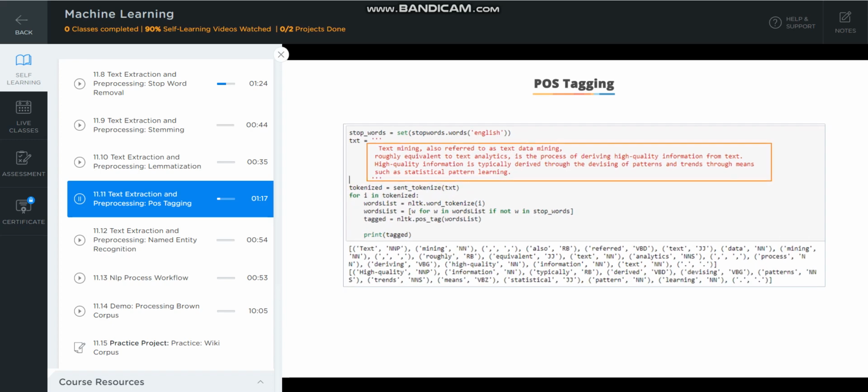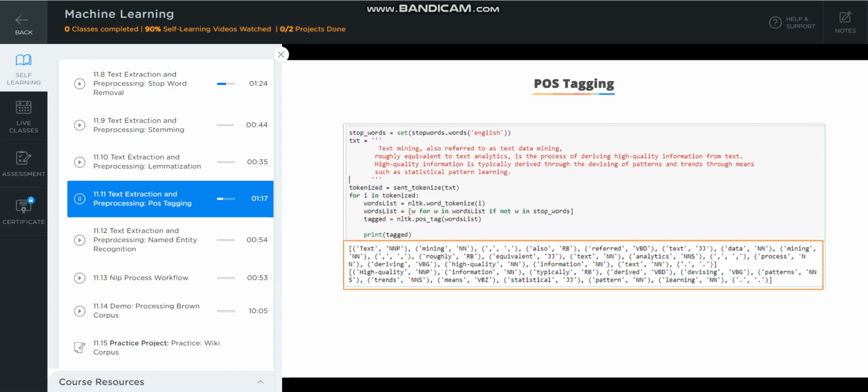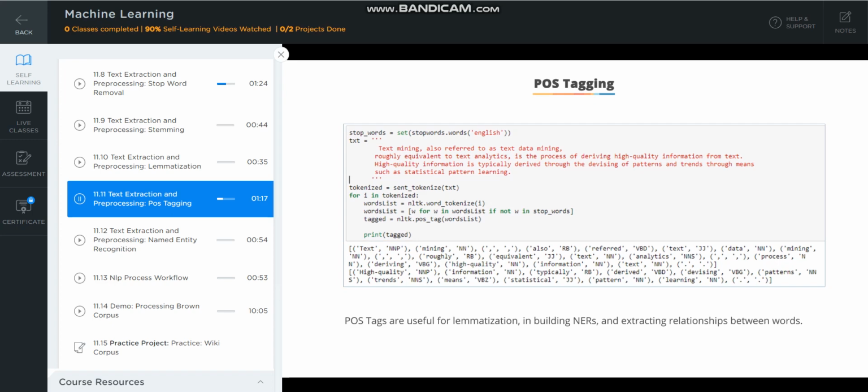So the given sentence or paragraph contains different words that represent different parts of speech. We will first use tokenization and removal of stop words, and then allocate the different POS tags. These are shown with different words in the given sentence. POS tags are useful for lemmatization, in building named entity recognition, and extracting relationships between words.